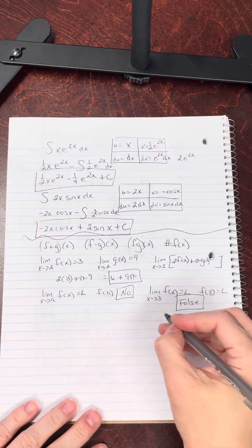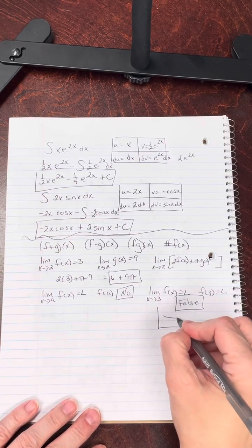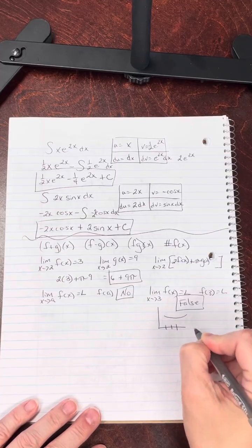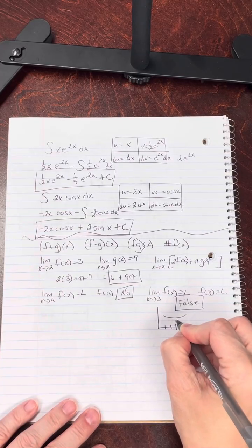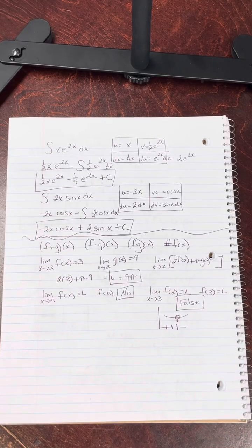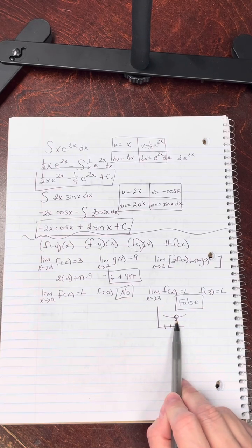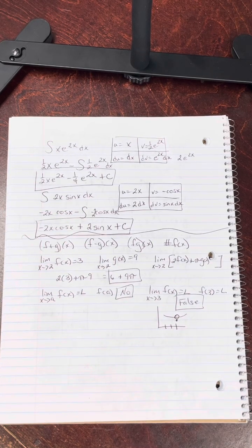So if you have a function graphing some sort of a curve, and when you get to the 3, you could end up with a dot here, which would force a gap in the function. That's why it's false. I can be approaching the 3 from both sides and getting a different answer than where I necessarily fall on the curve.